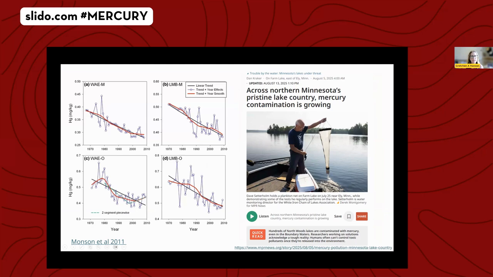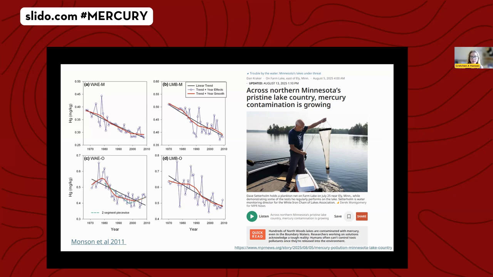But then a lot of species experienced some sort of change in trend, and in some places mercury concentrations leveled off. In some places they started to increase. And there were a lot of questions about why that is. And we still don't know all of the reasons why that is.